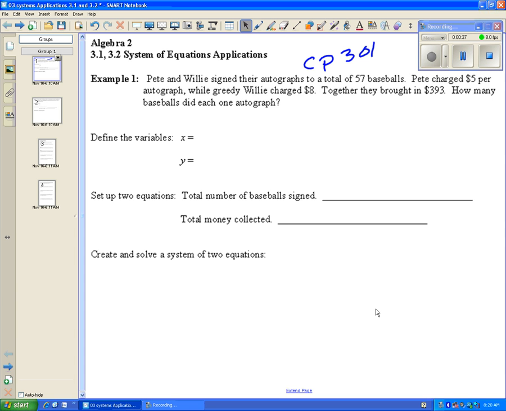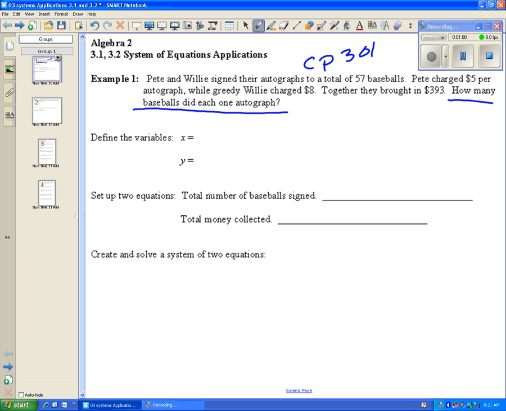Pete and Willie signed their autographs to a total of 57 baseballs. Pete charged $5 per autograph, while Greedy Willie charged $8. Together they brought in $393. How many baseballs did each one autograph? So realize that's the question I need to answer. How many baseballs did each one of them autograph?